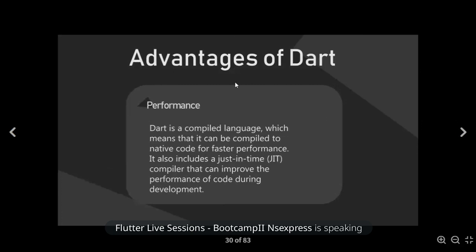That is easy. So the performance: Dart is a compiled language, which means that it can be compiled to native code for faster performance. It also includes a just-in-time compiler.